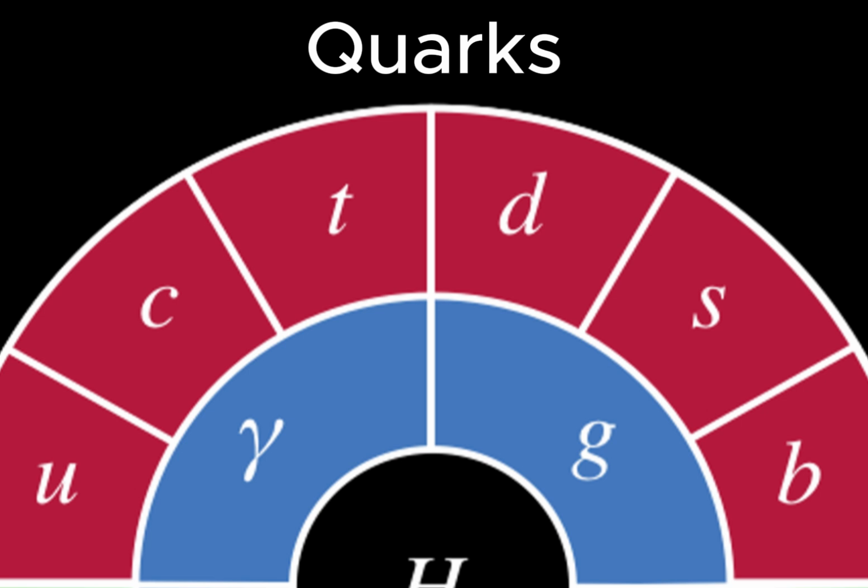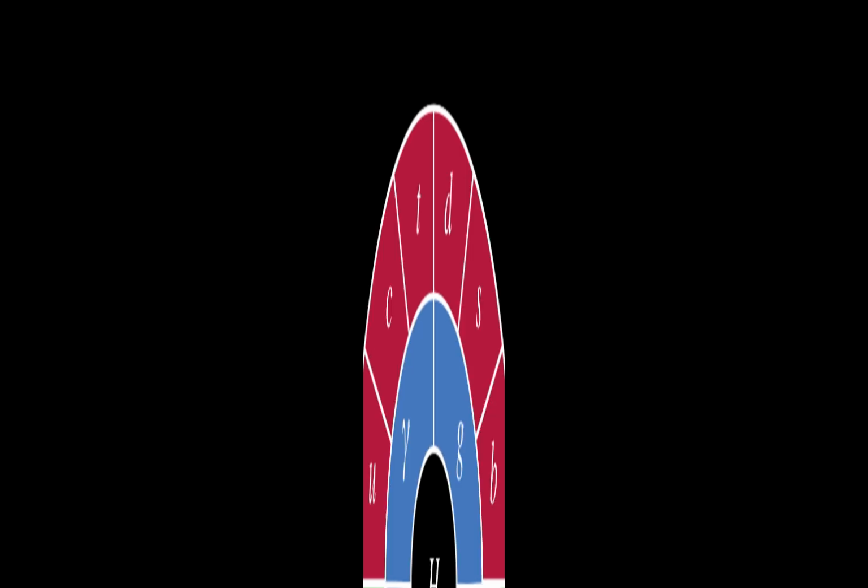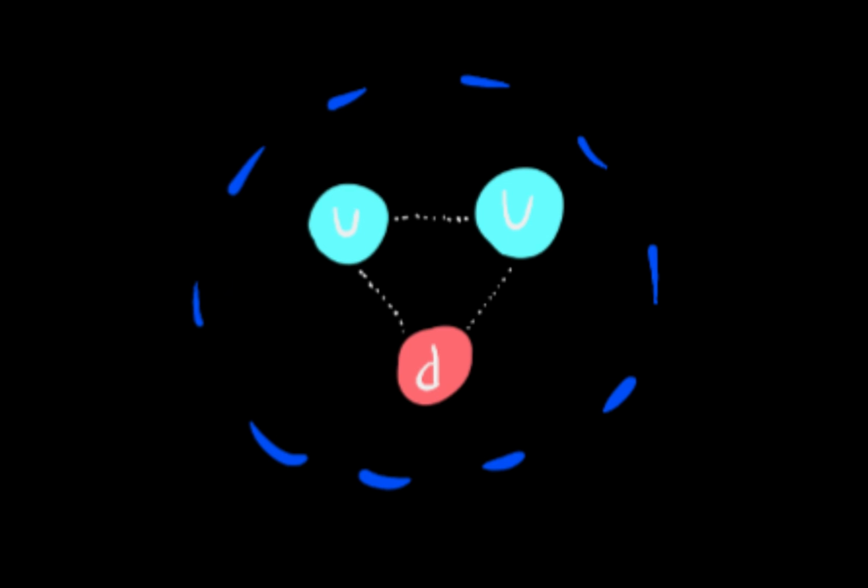There are 6 types of quarks: up, down, top, bottom, strange, and charm. Different combinations of these will create different particles. For example, a proton is composed of 2 up quarks, each with a charge of positive 2/3, and 1 down quark with a charge of negative 1/3. Together, if you add that all up, it adds to positive 1, which is why a proton has a charge of +1.